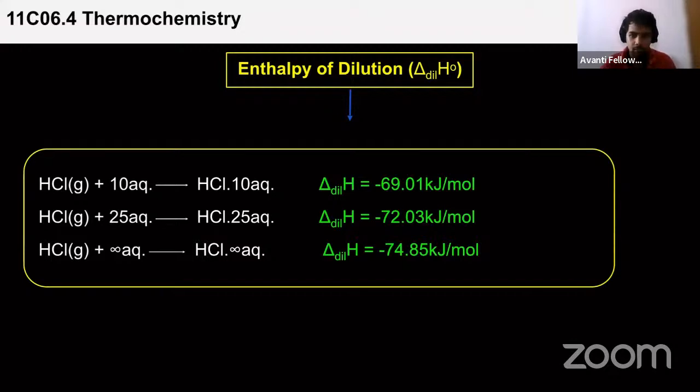Whenever I take HCl and dissolve it in 10 moles of the aqueous solvent, HCl gives out one H plus and one Cl minus, and they will be interacting with all the 10 aqueous molecules. As I increase it to 25 molecules, it will interact with 25 molecules. Because of that, as the interactions increase, the enthalpy also increases. As I go to infinite dilution, the enthalpy will also increase in the same way.